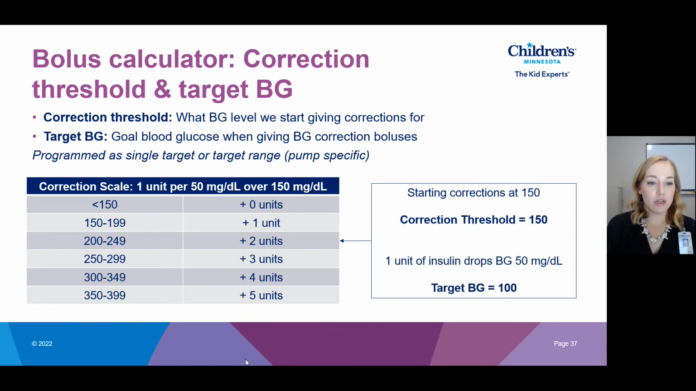We see that 1 unit of insulin is supposed to drop our blood sugar 50 points. So at 150, if we get 1 unit of insulin, our expected blood sugar is 100. We expect you to drop 50 points. So with this correction scale, the target blood glucose is 100.